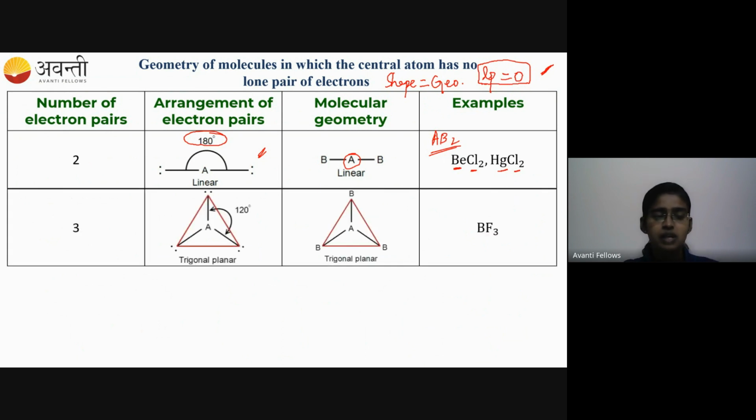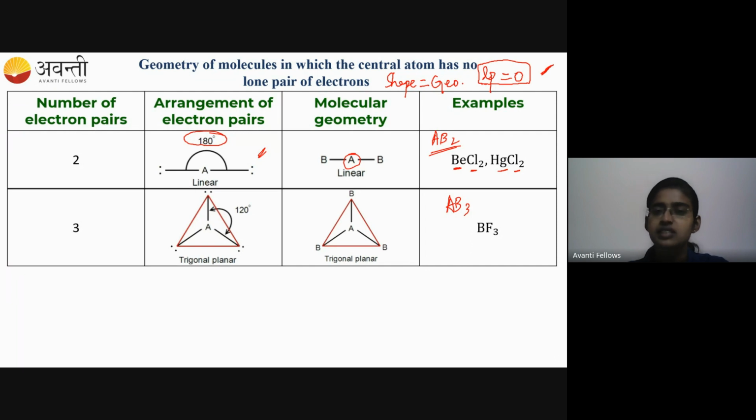Coming to the next type, AB3. The example is BF3. The central atom is boron. How many valence electrons does this boron have? What is the total number of valence electrons of boron? Can anyone tell me the valence electrons of boron? 1 or 2 or 3 or 4?